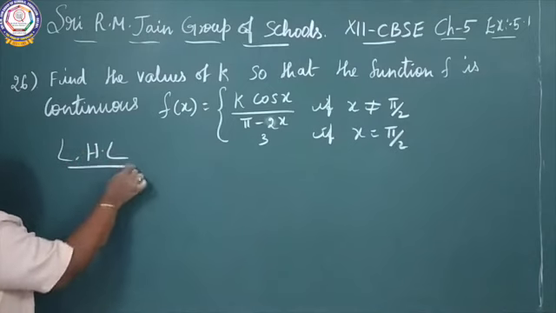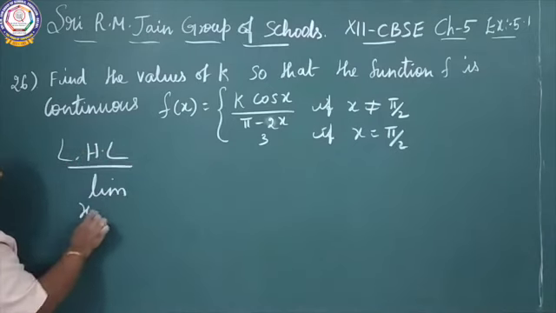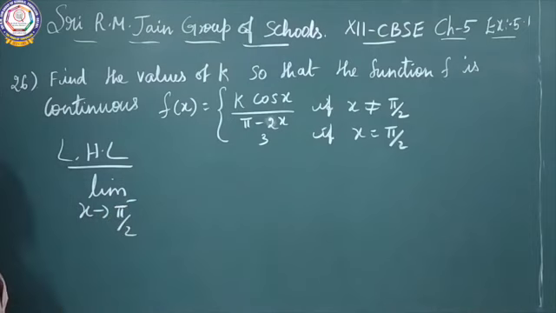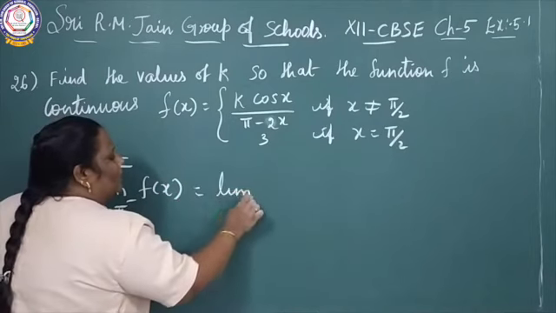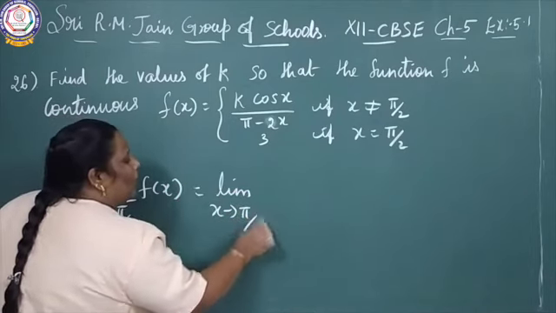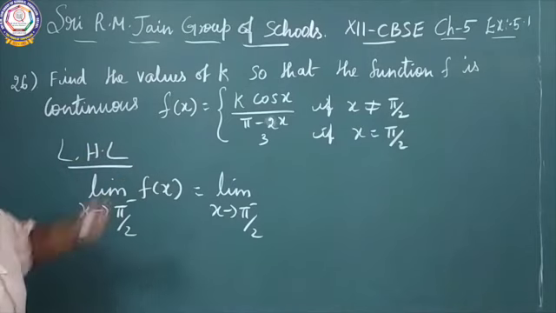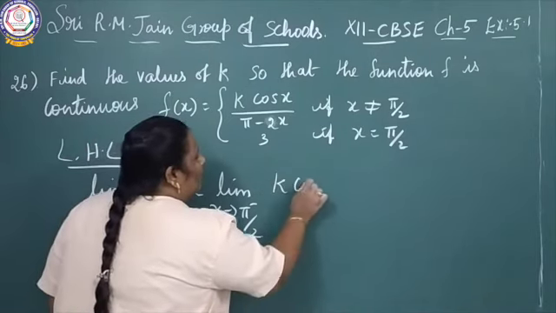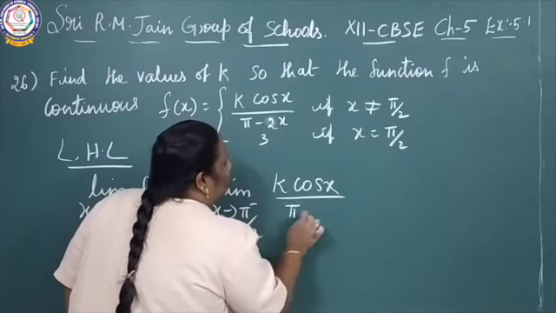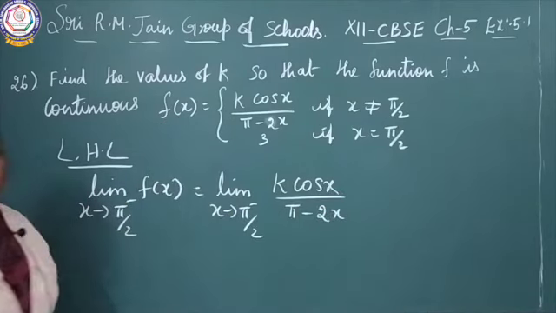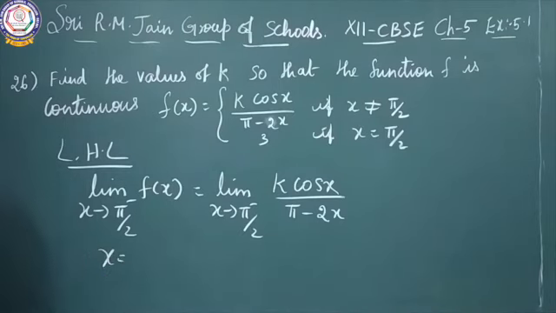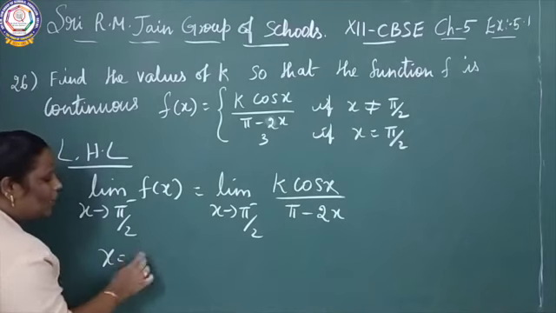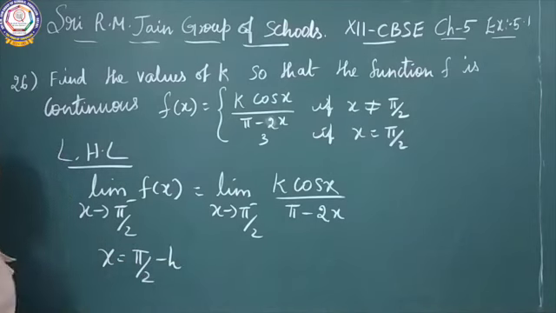Left hand limit equal to limit x tends to pi by 2 minus f of x equal to limit x tends to pi by 2 minus, what is my f of x value here? K cos x by pi minus 2x. x equal to, you replace the value by a minus h. What is the value of a? Pi by 2 minus h.